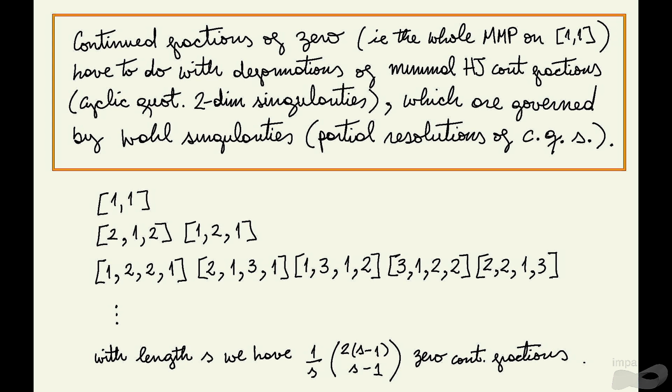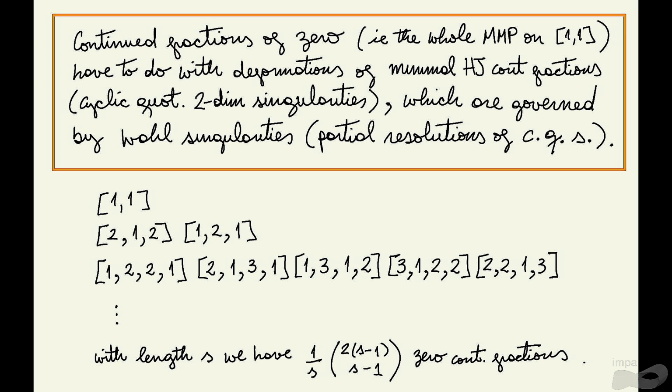Okay, so these zero continued fractions, that's it, the whole MMP on 1, 1. That is the continued fraction of 0. They have to do with the deformations of the minimal Hirzebruch-Jung continued fractions, which are going to be the cyclic quotient two-dimensional singularities, which are governed by these Wahl singularities. So this is a summary of what is going on. We will see this in the next lecture. And so it's important for us to look a bit more at these zero continued fractions.